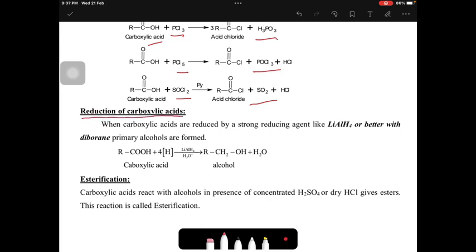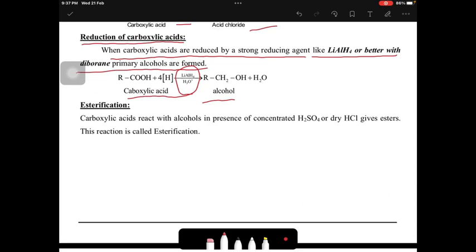Reduction of carboxylic acid. When carboxylic acids are reduced by a strong reducing agent like LiAlH4 or diborane, primary alcohols are formed. Carboxylic acid treated with LiAlH4 gives alcohol as the product.